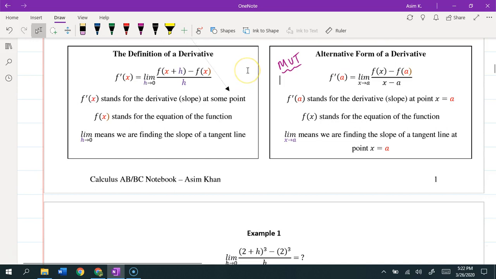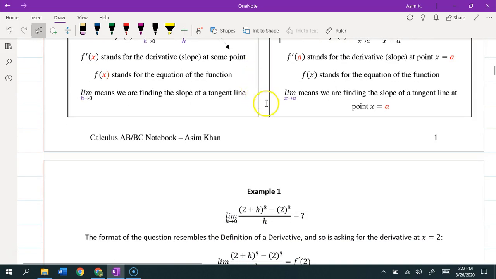So let's take a look at a question that's shown up in the past. All right, so take a look at example number 1. Example number 1 says, the limit as h goes to 0 of (2 plus h) cubed minus 2 cubed over h. Quite honestly, there's not much work that you do here.